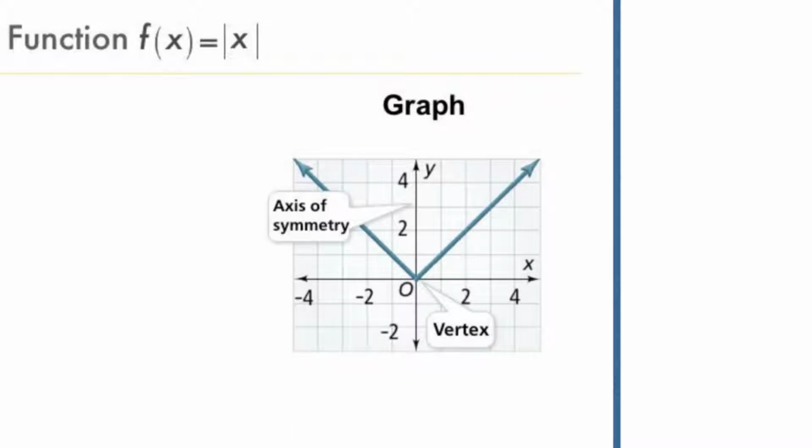The graph of the absolute value of a linear function in two variables is symmetric about the axis of symmetry, in this case, the y-axis. The graph of an absolute value function has either a single maximum point or a single minimum point called the vertex. In this case, the vertex is a minimum point at the origin, and that's the point 0, 0.